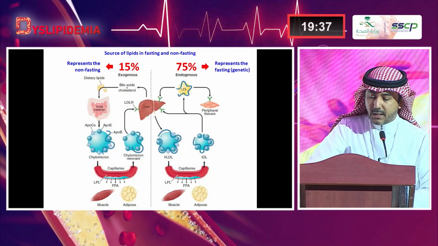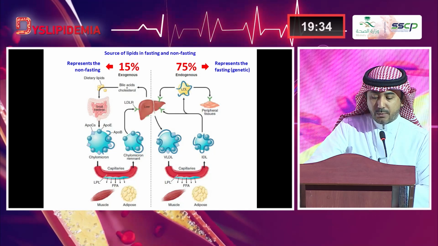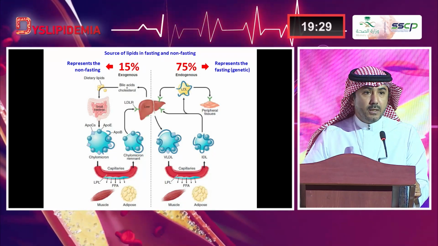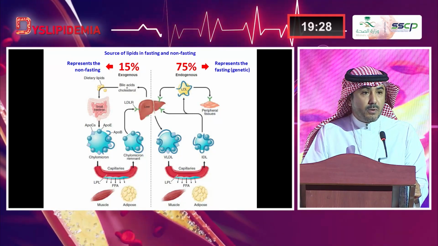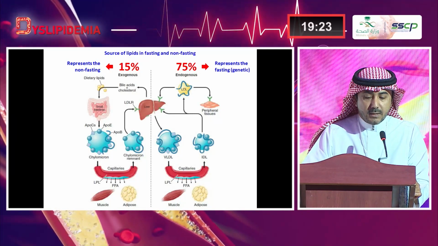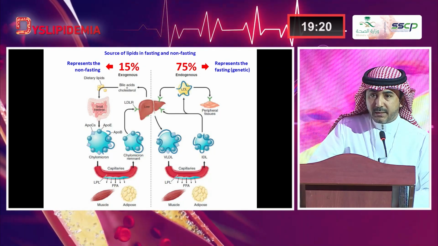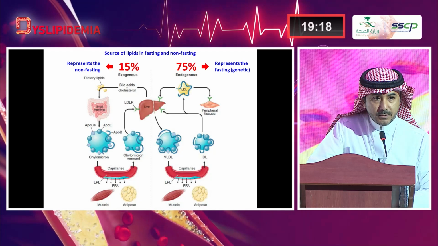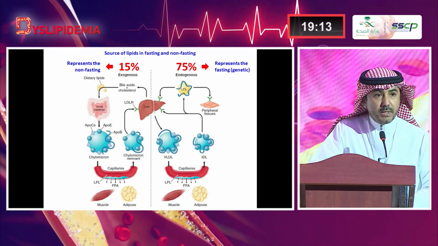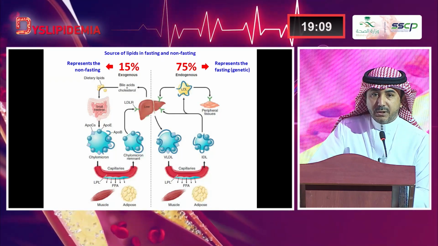As for the exogenous source, after we eat our meal, all the cargo is packaged in very large molecules called chylomicrons. Those chylomicrons are then hydrolyzed through the enzyme lipoprotein lipase, and all the free fatty acids will go into the tissue for use and storage. Then the remnant goes back to the liver through the LDL receptor. This is the exogenous pathway.